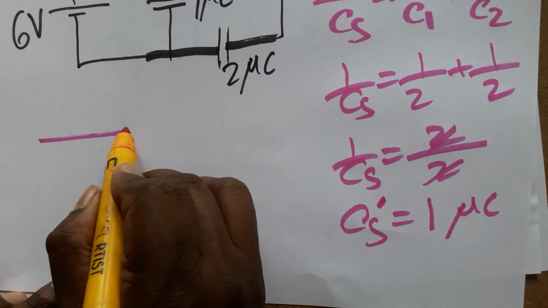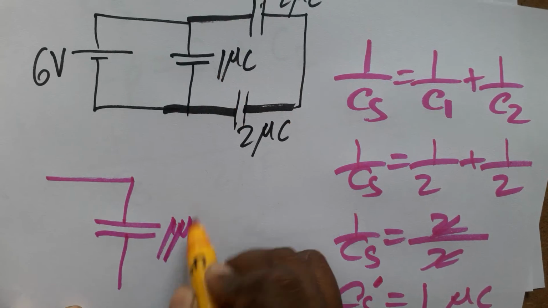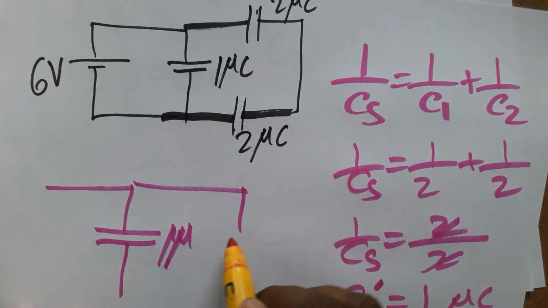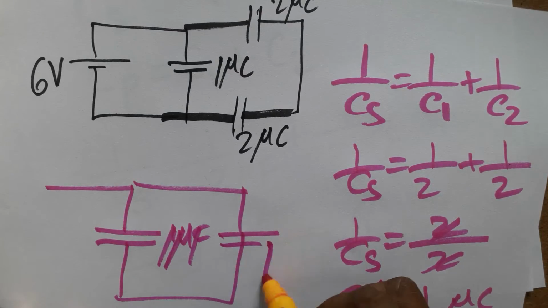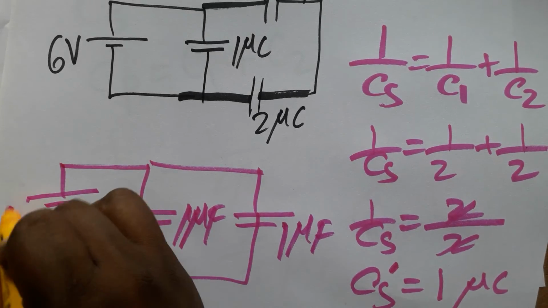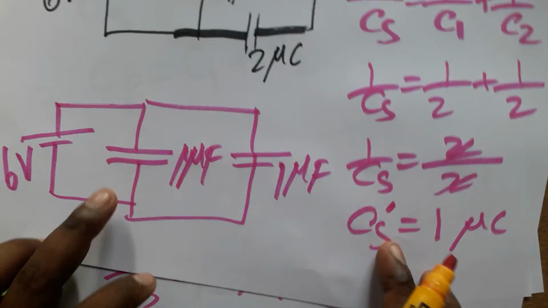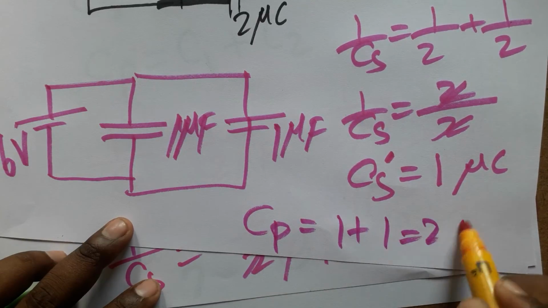Okay, again the circuit is modified. So we have here 1 microfarad, and this two solution I got again as 1 microfarad. This two solution again I got as 1 microfarad. Okay, I applied the voltage as a 6-volt battery. So these two are in parallel. Okay, total Cp is equal to 1 plus 1, it is 2 microfarad.